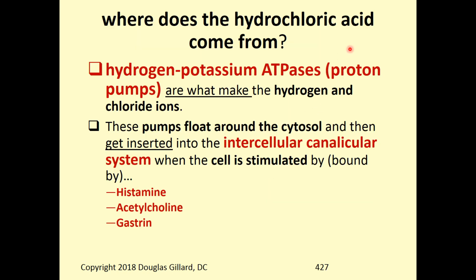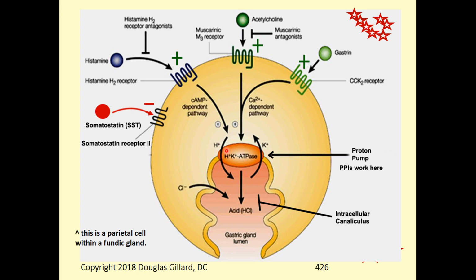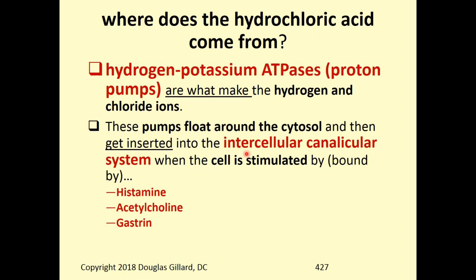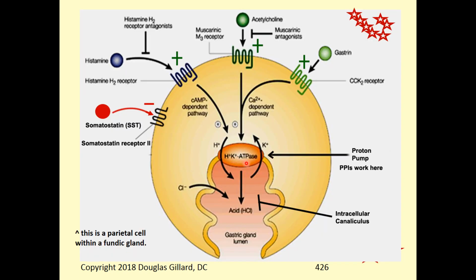Where does hydrochloric acid come from? We already said hydrogen-potassium ATPase pumps, which is the cartoon right here. Sometimes they're just called proton pumps. This one's docked into the intracellular canaliculi here, which means the cell's been stimulated. They float around, though, and aren't always docked like this. They can be made really quickly by the cell if needed, but they're not always docked and working.